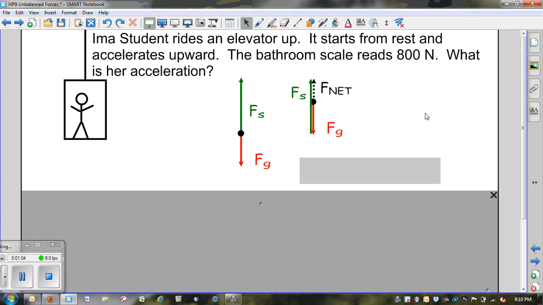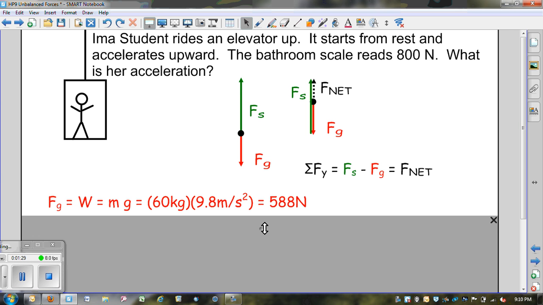Now, using our usual reference frame, we're going to find our net force equation. And we'll see that in the y direction, the gravitational force subtracted from the surface force will equal our net force. All right, we're ready to go to the next step of the problem.